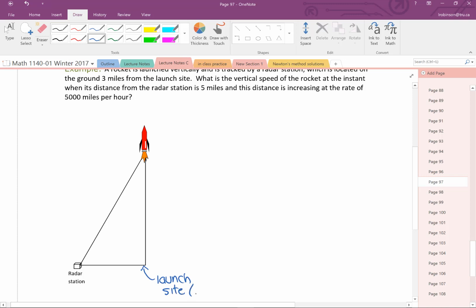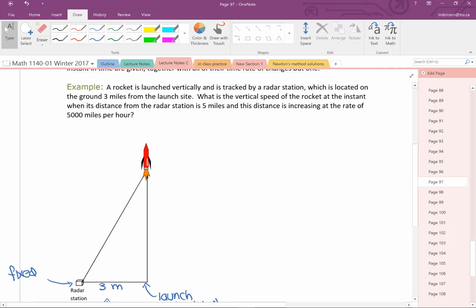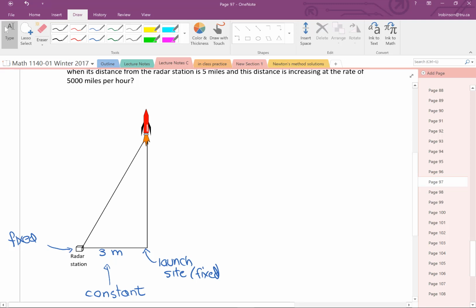And of course it's fixed. And the radar station is also fixed. So this distance between them, 3 miles, is also fixed. So it's important to distinguish between the things that are changing and the things that aren't changing. But this distance here, we could call this, say, x. And this distance over here, y, they're both changing. They're getting bigger, right?